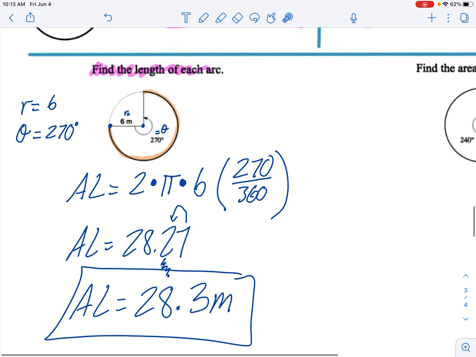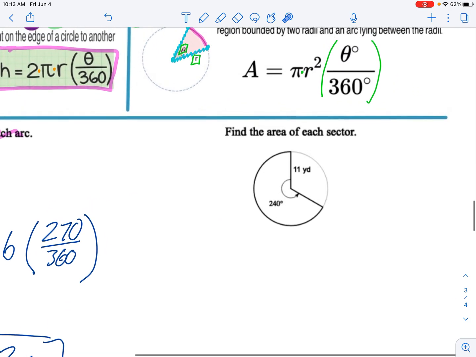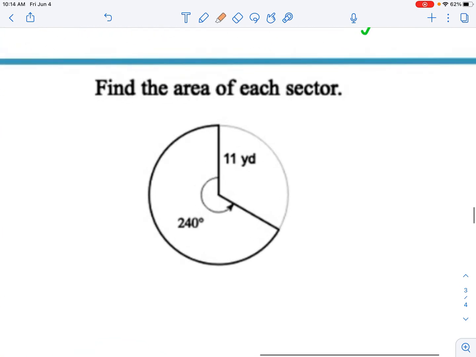There you go. That's how we find the arc length, right? We use our tools. We use what we have, right? We use the scientific calculator to do the work for us as long as we put in the right data. Okay? Let's move on here.